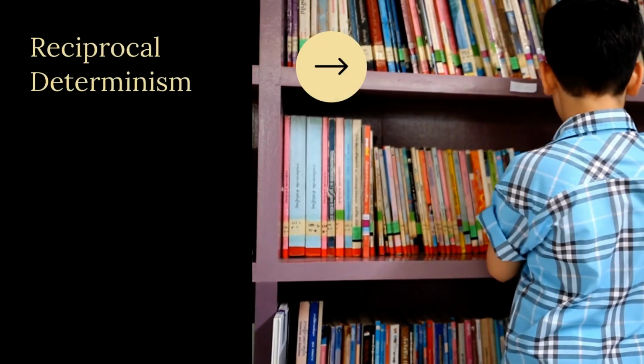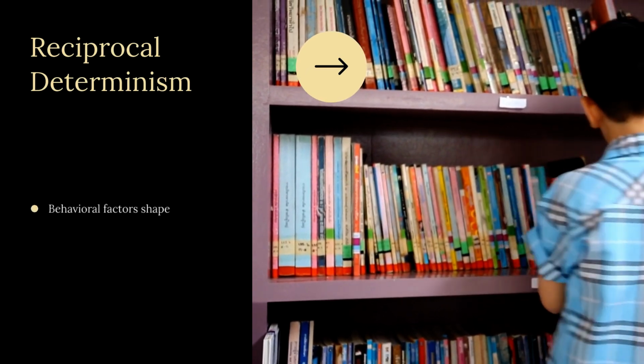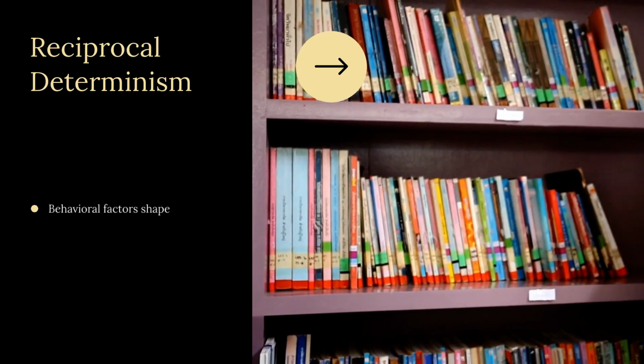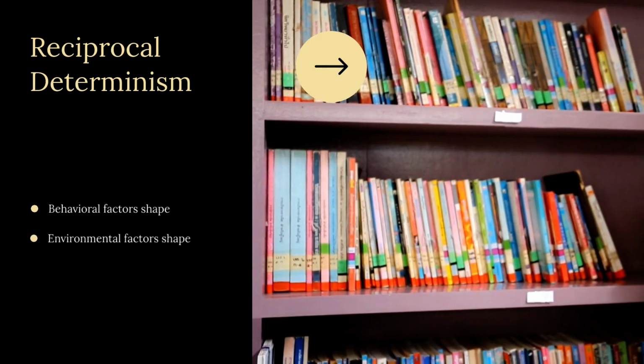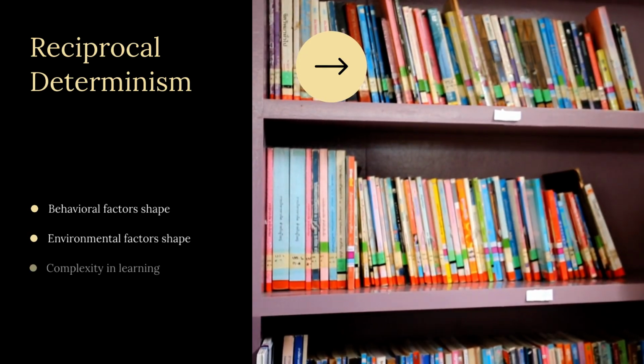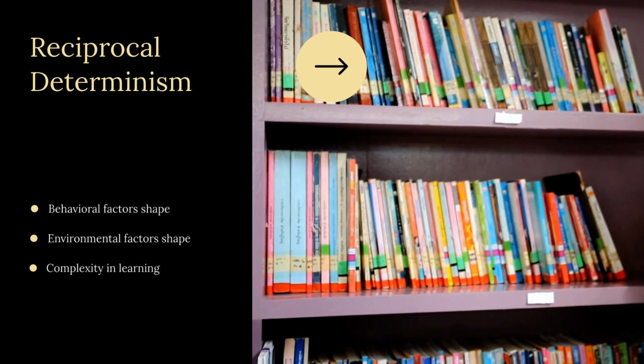Reciprocal determinism explains behavior interaction. Personal, behavioral, and environmental factors influence each other. A child's reading habit shapes and is shaped by their environment. This dynamic interaction highlights learning complexity. It emphasizes the mutual influence between behavior and environment.